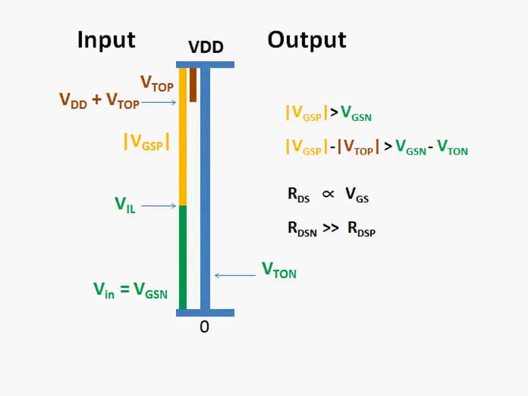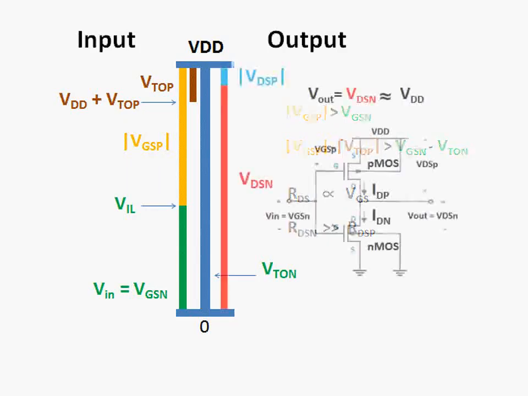By visual inspection, we can see that the PMOS gate source voltage is greater than the NMOS gate source voltage. Therefore, we can say that the NMOS drain source resistance will be greater than the PMOS drain source resistance. With this information, we can conclude that the inverter's output voltage will be approximately equal to VDD.